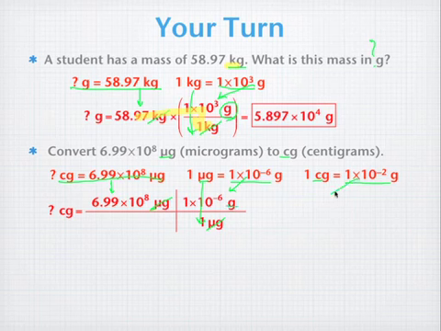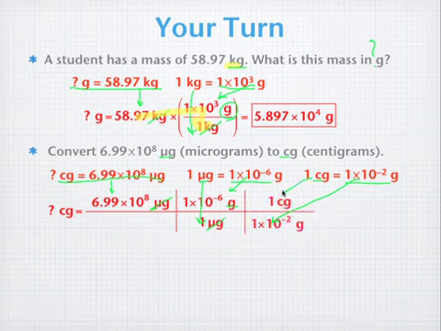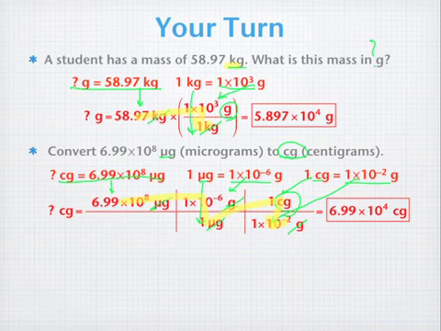Take our grams from this conversion factor, put that into the denominator. Centigrams goes in the numerator. We cancel out the grams. We're left with centigrams, which is the answer, the unit that we're looking for. Do our math. And we get our answer of 6.99 times 10 to the 4th centigrams.